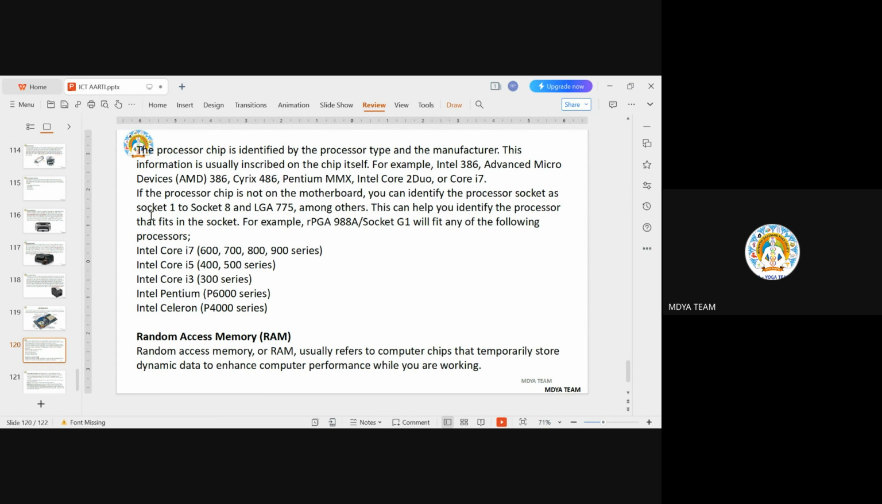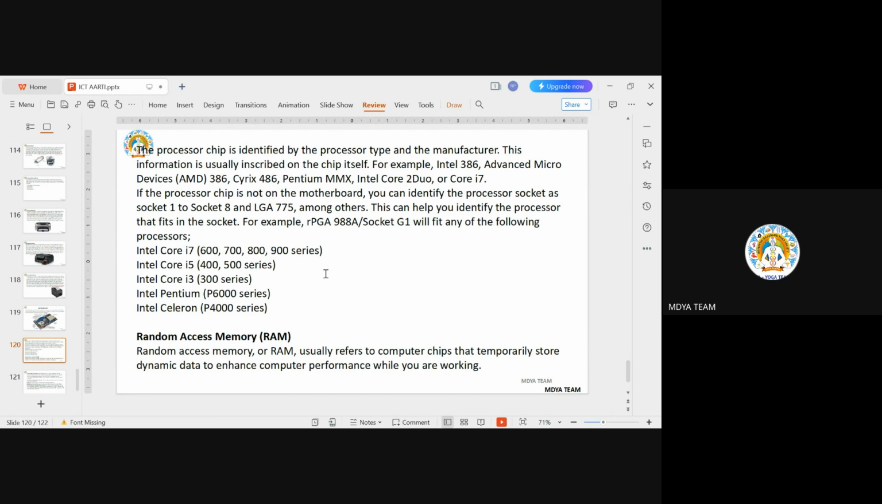Socket 1, socket 8, socket 1 to socket 8, LGA 775, among others. Because every socket has its own type, we will take the example of socket G1. This is just an example. The socket present on the motherboard is socket G1; the name of the socket is socket G1. So with socket G1, you can attach only these microprocessors.